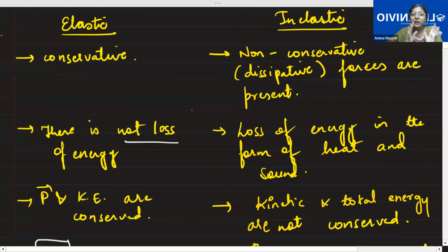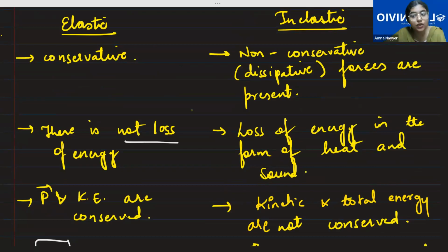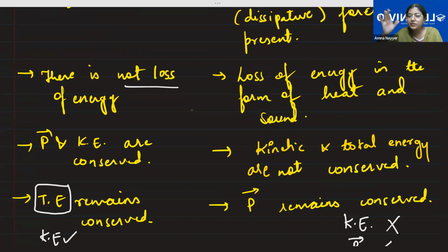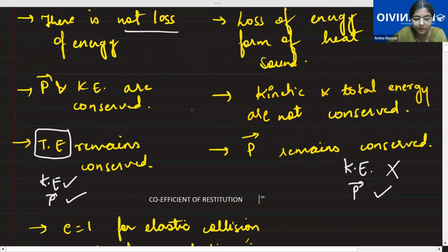So what's the major difference? Elastic uses conservative force, inelastic uses non-conservative force. No loss of heat energy in elastic, loss of heat energy in inelastic. Momentum, kinetic and total energy, everything is conserved in elastic. In inelastic, only momentum is conserved; kinetic and total energy aren't conserved.